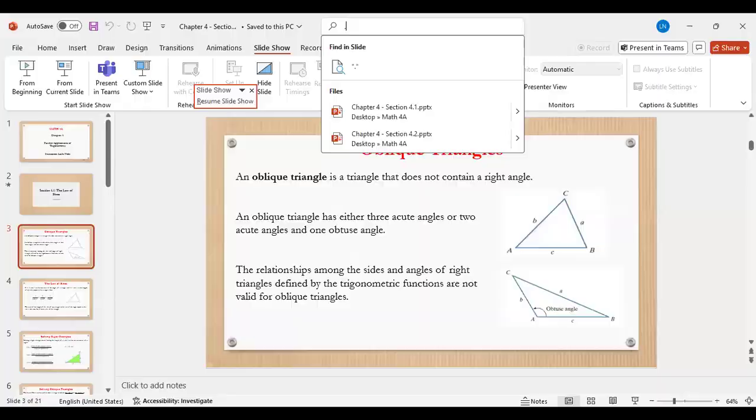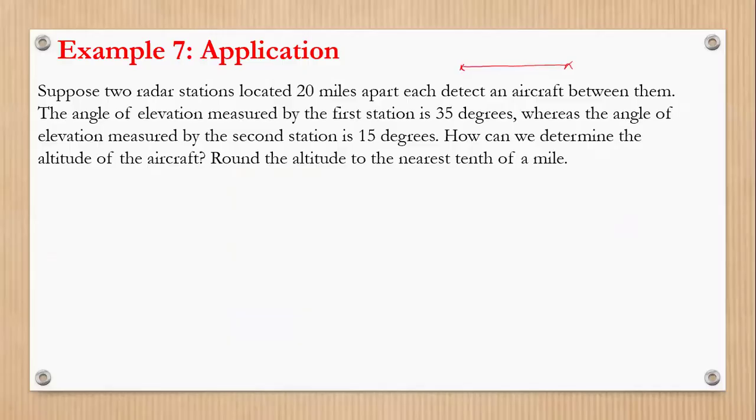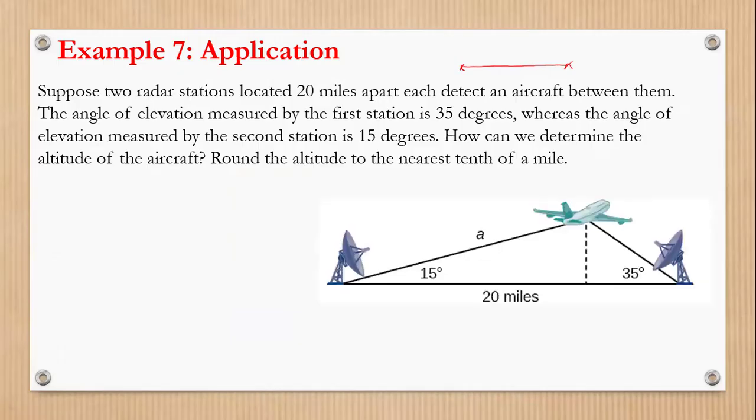And the angle of elevation measured by the first station is 35 degrees. Let me show you the picture. These are the two radars and the aircraft. The angle of elevation measured from the first station is 35 degrees. And the angle of elevation measured by the second station is 15 degrees. How can we determine the altitude of the aircraft? Altitude means the height. We want to find this.